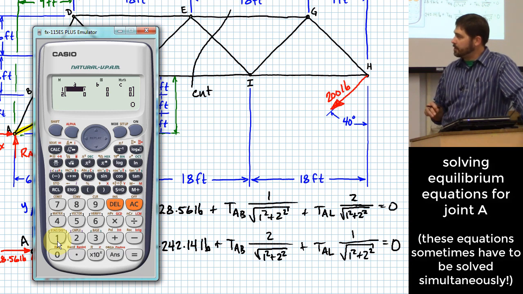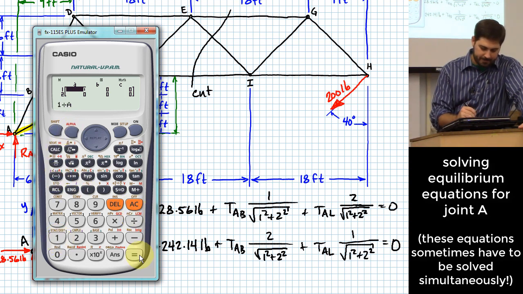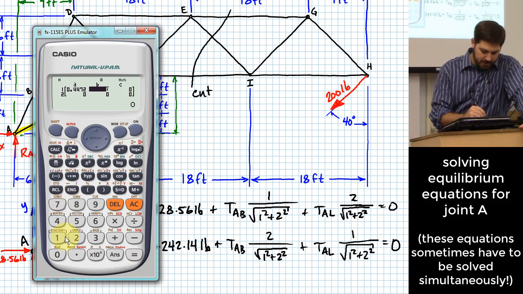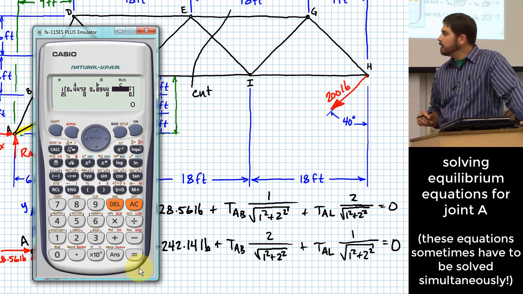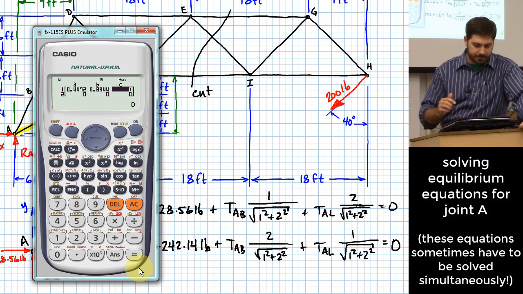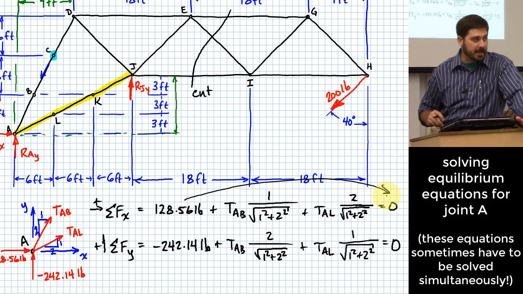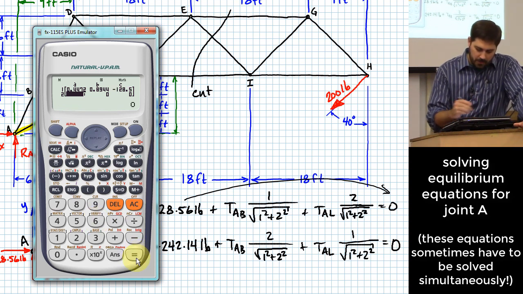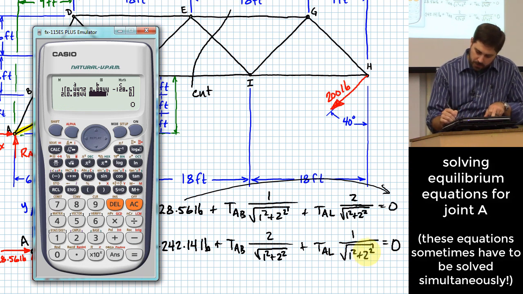Let's start with TAB in the first equation. So my coefficient is going to be what? 1 over that square root that I just stored into A. What's my coefficient of TAL? 2 over what I have stored in A. And what do I need to put in for this last number? Keep in mind, if I put these in with their signs that I have currently, I need to think about moving this one to the other side of the expression to match what the Casio is expecting. So I need to put in not a positive, but a negative 128.56 pounds. The next line, I'll put in a 2 over that square root. I'll put in for the next one a 1 over that square root.